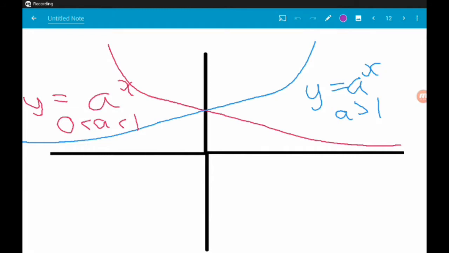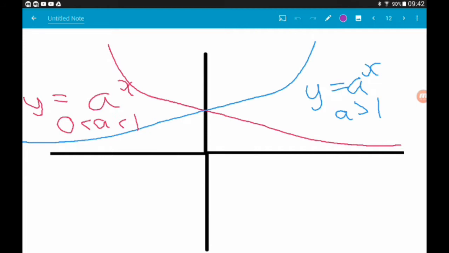Okay, if we generalise here then and compare our graphs, in blue we've got y equals a to the power of x when a is greater than 1. So that starts off small on the left and then grows exponentially as we move off to the right. Or in red, we've got y equals a to the x when a is between 0 and 1. So a is fractional. Now we can see that what we get is a reflection of each other.